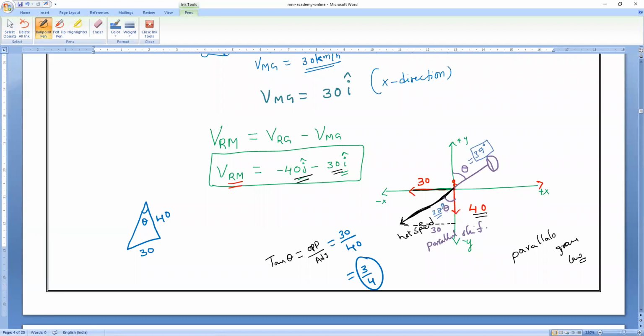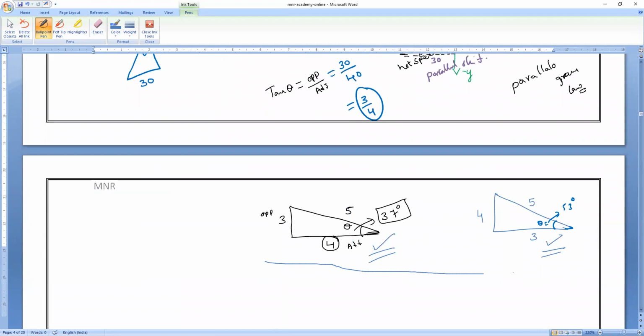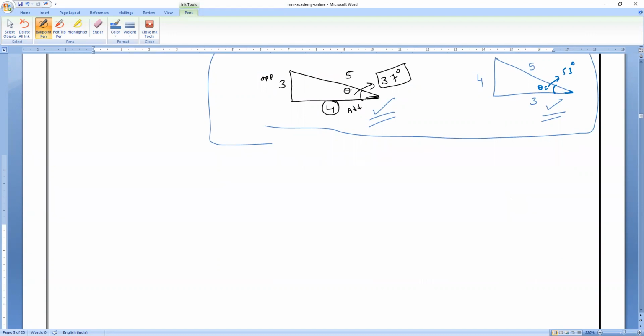Any doubt? Let me know. Clear? Yes, sir. Any doubt? So always remember these two triangles. See that the opposite and adjacent positions will change. With 3, 4, 5, theta is equal to 37. Here with 4, 3, 5, theta is equal to 53 degrees. These two triangles are very, very popular, and they are very important in every question.